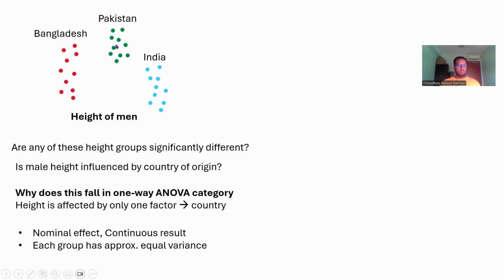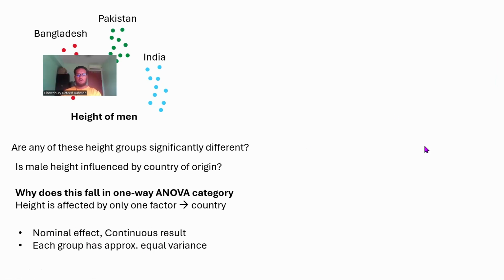Also, each of these groups has approximately equal variance. That is one of the core principles of the one-way ANOVA test, at least for the vanilla one. Now for the two-way ANOVA test, we are also going to have these assumptions be true as well. So let's give an example of a two-way ANOVA test now.